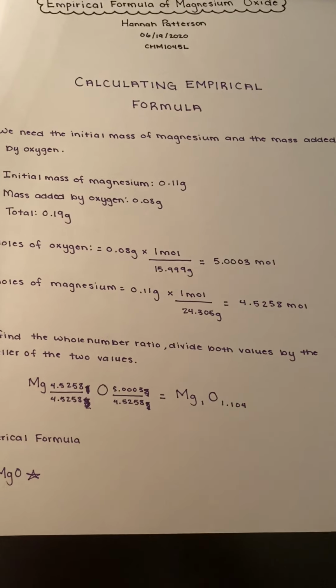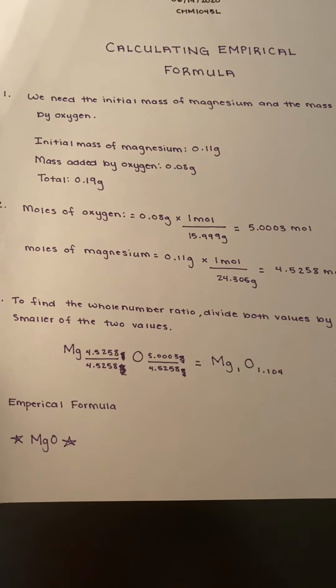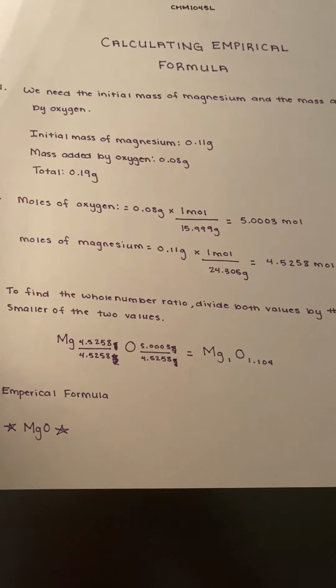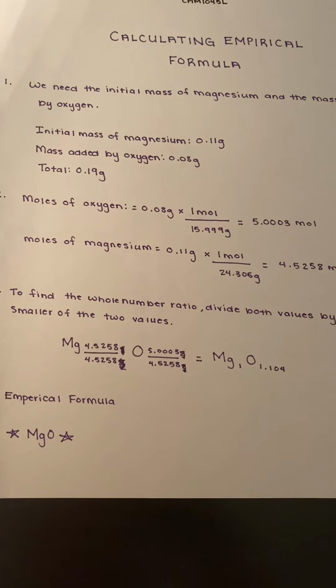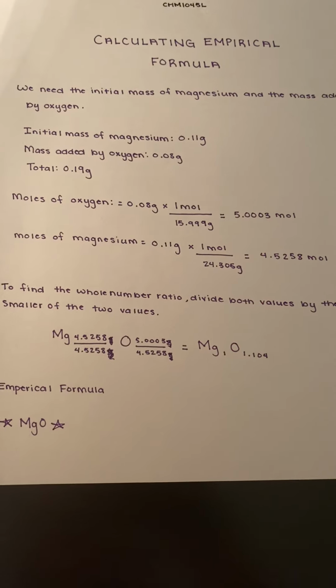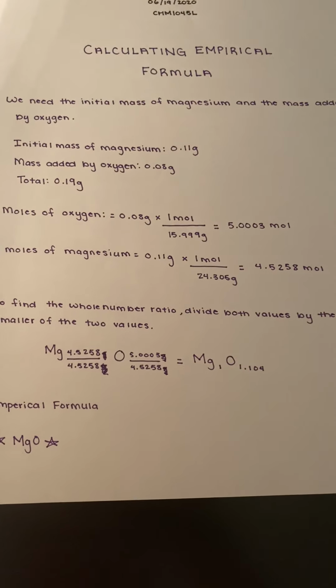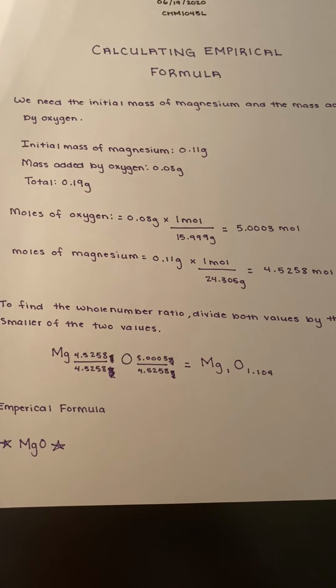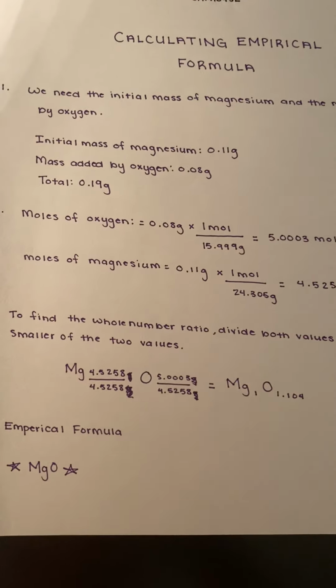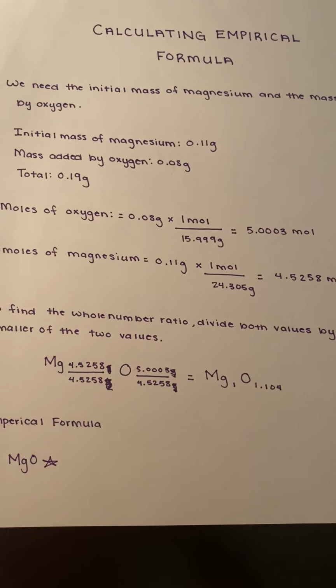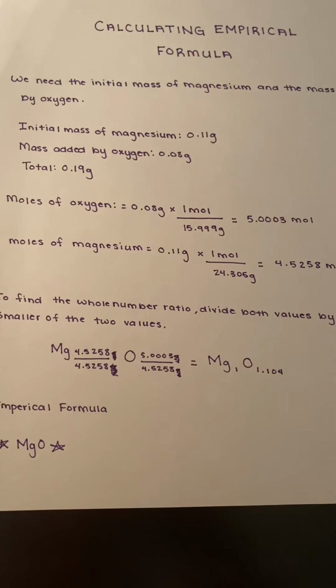So we're going to take magnesium first, and our mole value for magnesium was 4.5258. And since we have to divide by the smaller of the two mole values, we would just end up dividing that value by itself, and that would obviously give us 1. So next we would move to the oxygen.